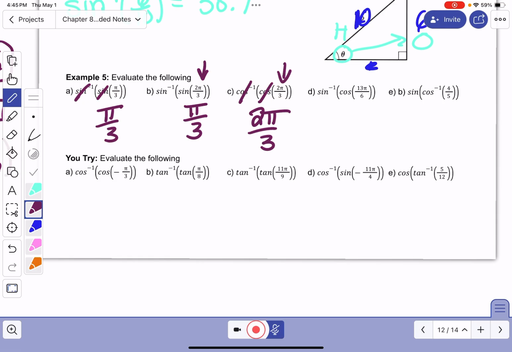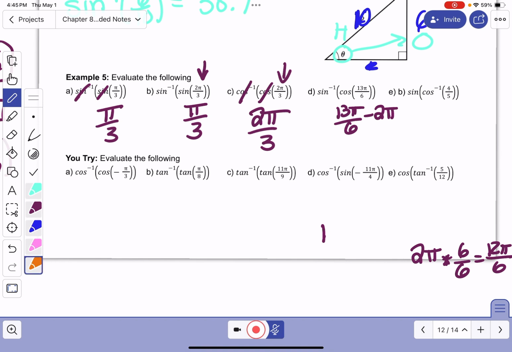13 pi over 6. That's more than a whole circle. So I'm going to take 13 pi over 6 and I'm going to subtract 2 pi. Now, to get 2 pi over 6, I need to multiply by 6 over 6. So I get 12 pi over 6. So I'm going to change that. 13 minus 12 is 1.